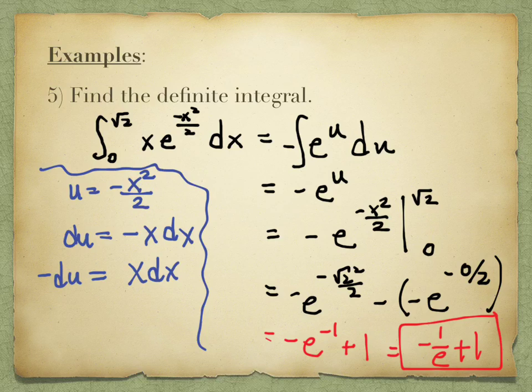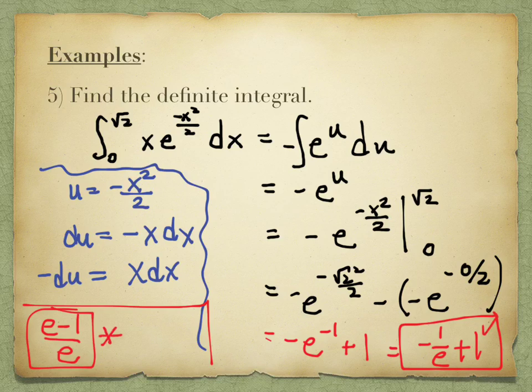You might also see the back of the book combine those into the same expression. That is, you don't have a separate plus 1. If you were to combine them by getting a common denominator, it would end up looking like e minus 1 over e. Because that 1 would become e over e, and then you change the order. Okay, I don't care which one you put, but either of those would be perfectly fine. Okay, any questions on that? Okay.